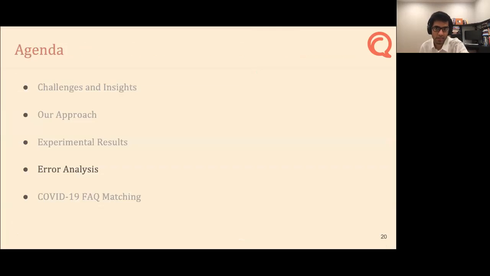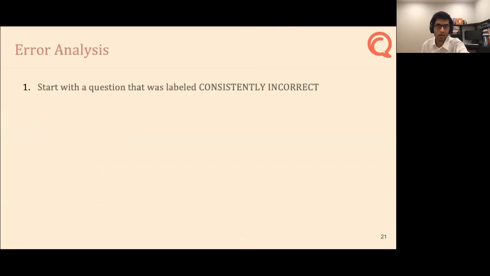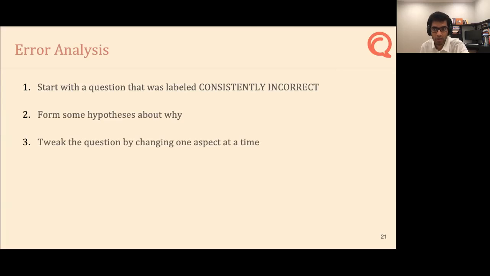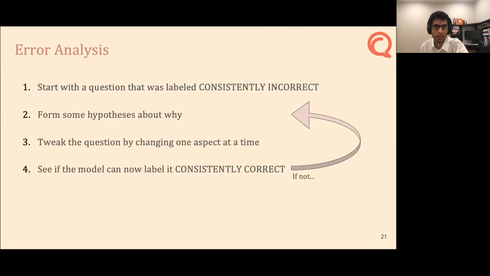Let's next go to some error analysis that we did on our models. Here, we start with a question that was labeled consistently incorrect. What I mean by that is when at least 4 of the 5 models trained on different train validation splits get an example wrong, we call that a consistent error. Conversely, when at least 4 of the 5 models get it right, we say the models get it consistently correct. If neither is the case, we say it gives mixed performance. So with this, we form some hypothesis as to why that consistent error might be happening. We then tweak the question by changing one language aspect of it at a time, and we then see if the model can now label it consistently correct. However, if it still cannot, we repeat this procedure.